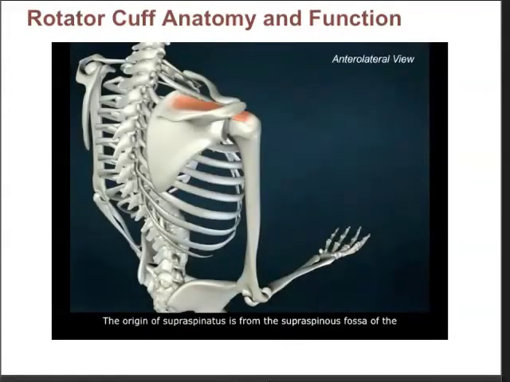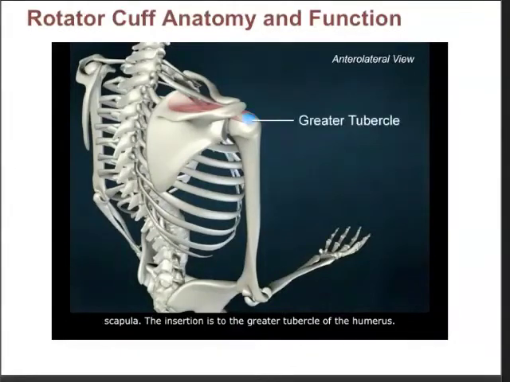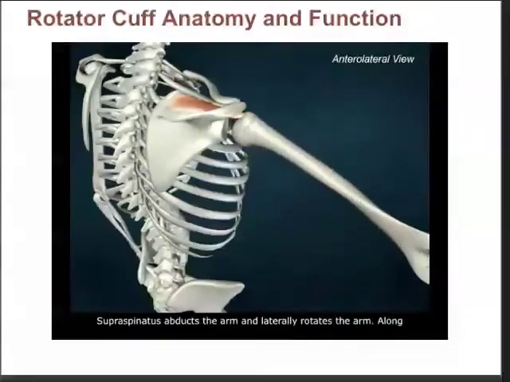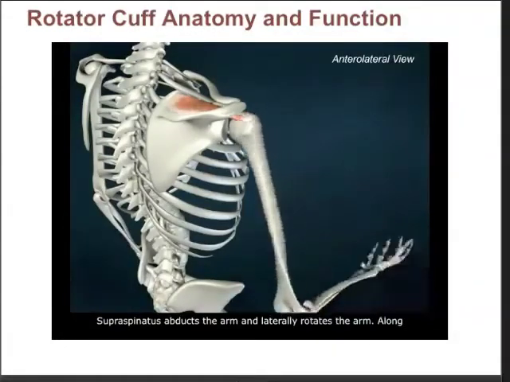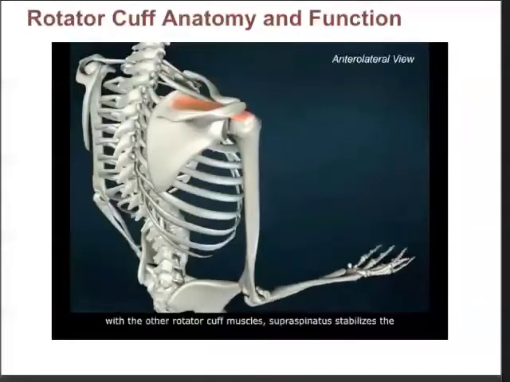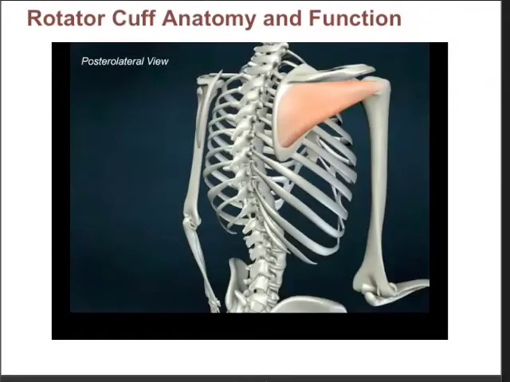The origin of supraspinatus is from the supraspinous fossa of the scapula. The insertion is to the greater tubercle of the humerus. Supraspinatus abducts the arm and laterally rotates the arm. Along with the other rotator cuff muscles, supraspinatus stabilizes the shoulder joint. It is innervated by the suprascapular nerve.